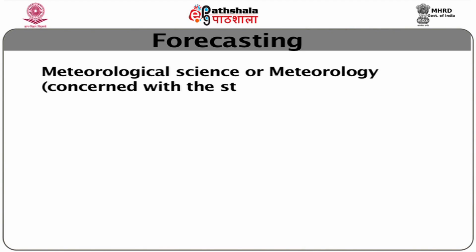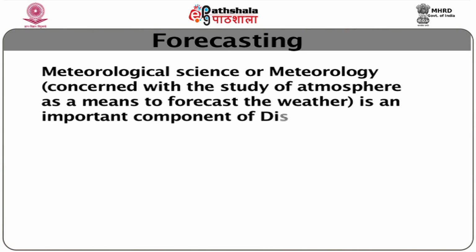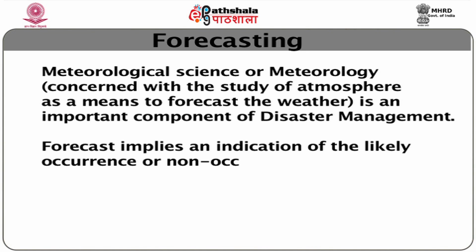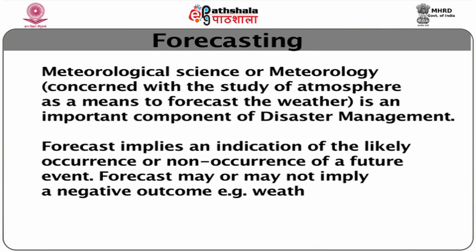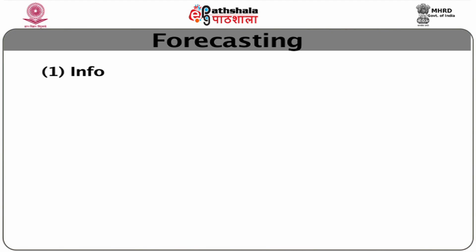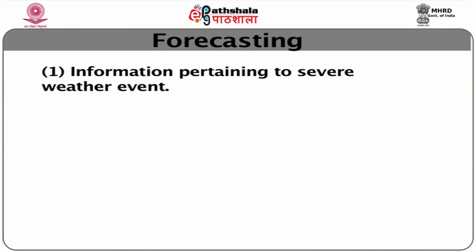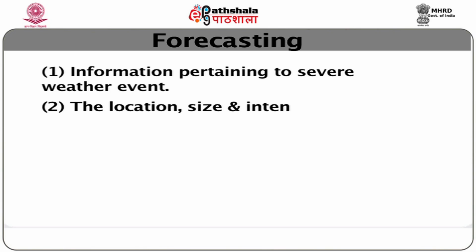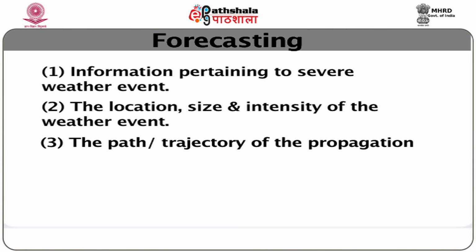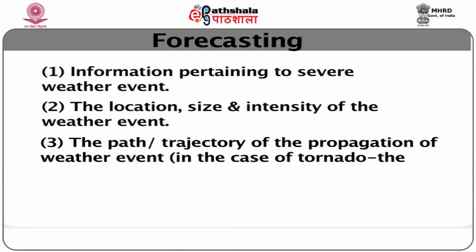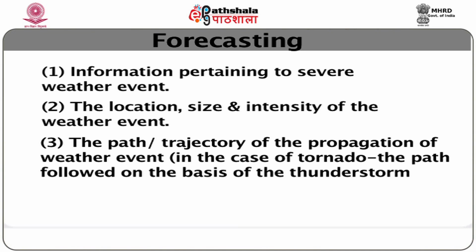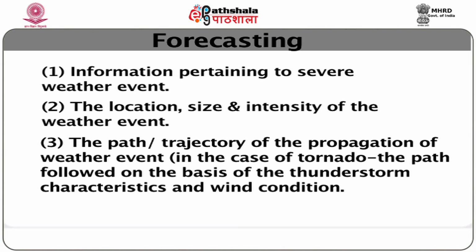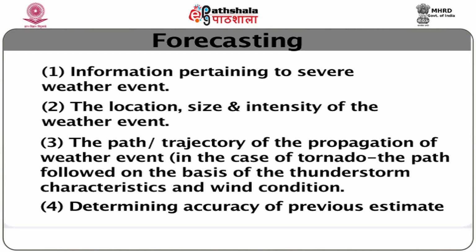Forecast implies an indication of the likely occurrence or non-occurrence of a future event. Forecast may or may not imply a negative outcome, for example, weather forecast. This includes the following. Number one, information pertaining to severe weather event. Number two, the location, size, and intensity of the weather event. Number three, the path, trajectory of the propagation of the weather event, that is, in the case of a tornado, the path followed on the basis of the thunderstorm characteristics and wind condition. Number four, determining accuracy of previous estimates.